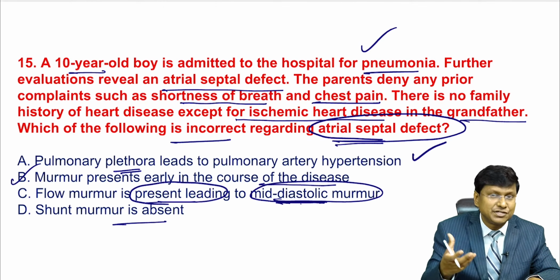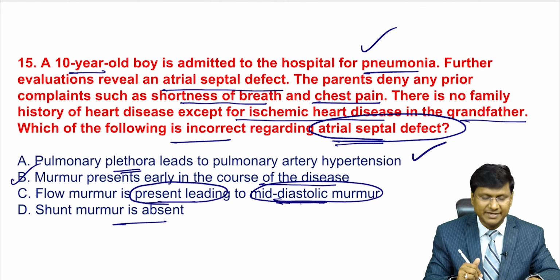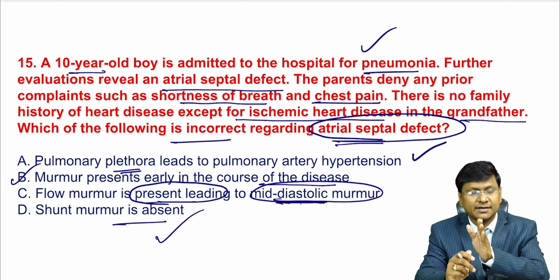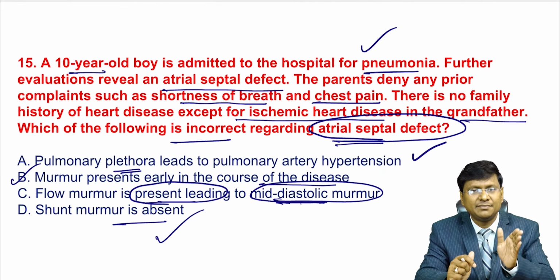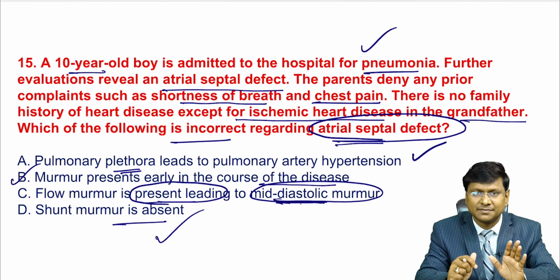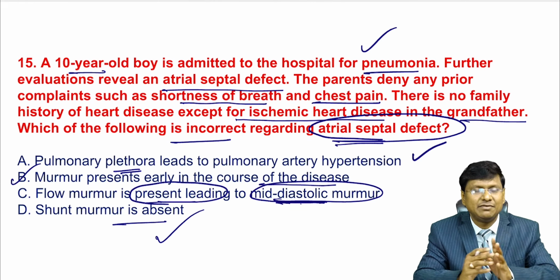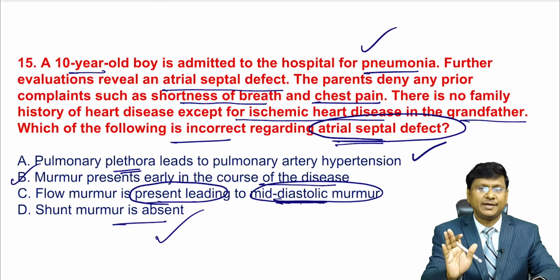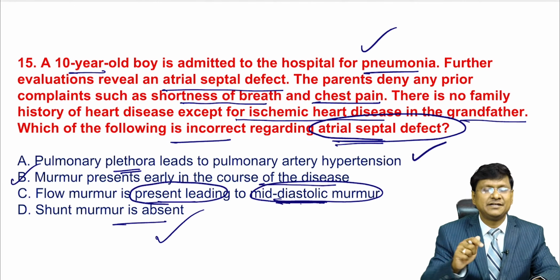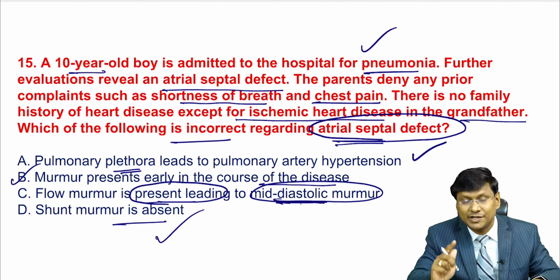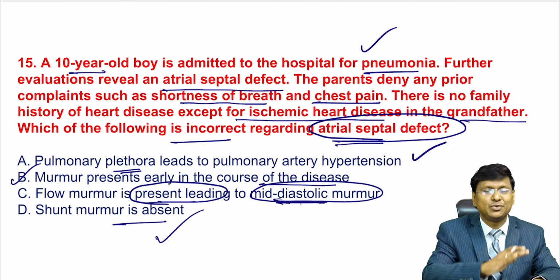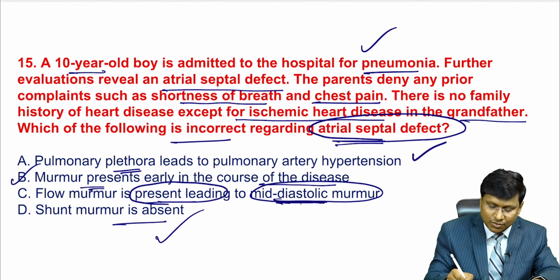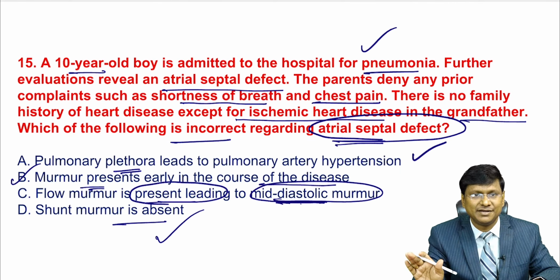So there will be functional tricuspid stenosis resulting in a mid-diastolic murmur, and the shunt murmur is absent. In case of ASD, the movement of the blood from left atrium to right atrium will not give rise to any murmur, whereas in VSD there will be a pansystolic murmur when the blood is moving from the left ventricle to the right ventricle. That shunt murmur is absent in patients with the atrial septal defect. What you will have is a flow murmur, and that too in the later stages of atrial septal defect. So murmur present early in the course of the disease is the wrong statement, right?